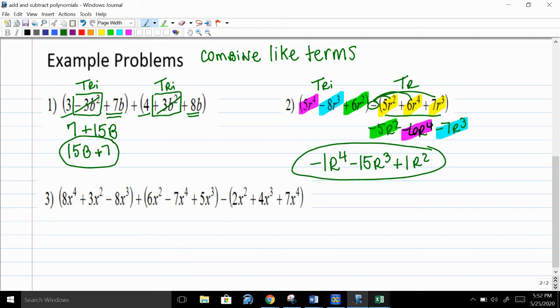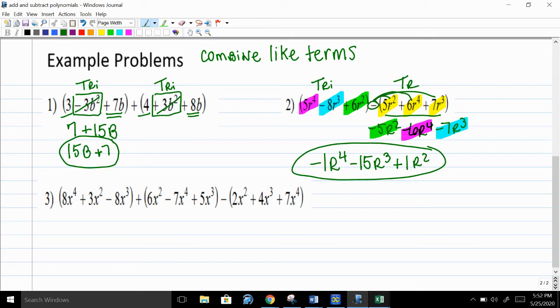Just a little hint, guys. If you want to make sure that your answer is in descending order, combine the bigger exponents first. So start with the biggest exponent and work your way down. Like in this problem, I started with the r to the fourths, then I went to the r to the thirds, then I went to the r to the seconds. If you do it in that order, your answer is going to finish in descending order. You won't have to rearrange anything. Okay, last problem, number 3. I got a trinomial added with a trinomial, subtracting a third trinomial. All right, this is not a big deal.